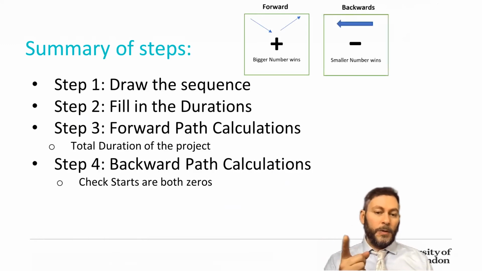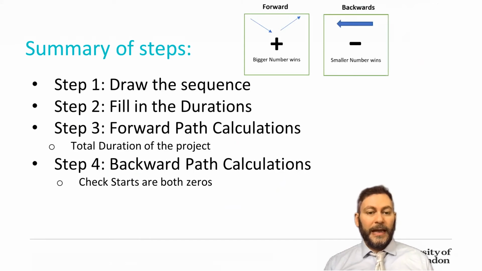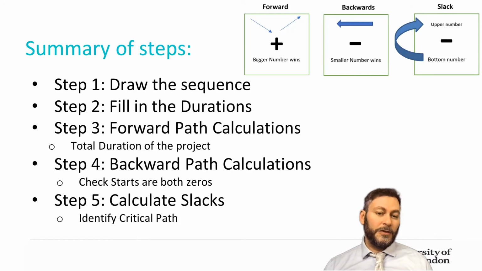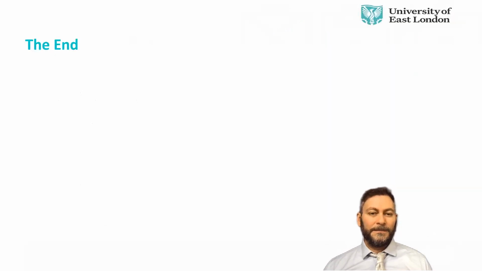Then you do the backward path calculation with the aim of reaching the first activity and making sure you have matched the zeros, which means you've done your calculations correctly. Then you calculate the slacks, which is the bottom number minus the upper number, and you look to see where you get zeros. Where you get zeros, you can identify the critical path. And this is my technique and my approach to visually calculate project network.